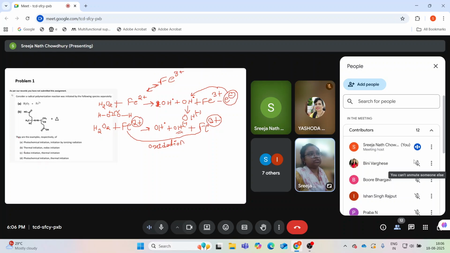And the second one, why is it thermal initiation? It can readily be understood. This is the sign of thermal initiation. This means heat. By giving heat, this N bond will dissociate and form N radical. So it is a thermal initiation reaction. So our answer will be answer C.